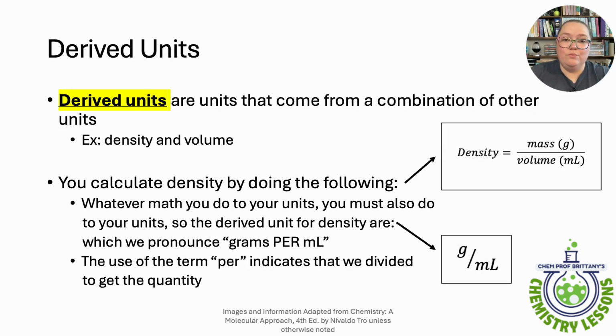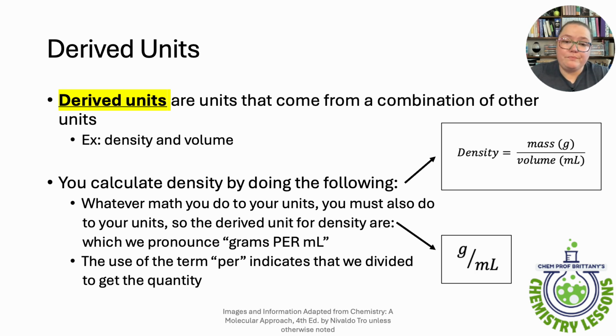Now, you will remember that on the previous slide, there were only 7 units. That's not all we've got, right? So if it was not one of those 7 standard units, everything else is a derived unit, which is a unit that comes from other units. It is derived from some sort of math with other units.